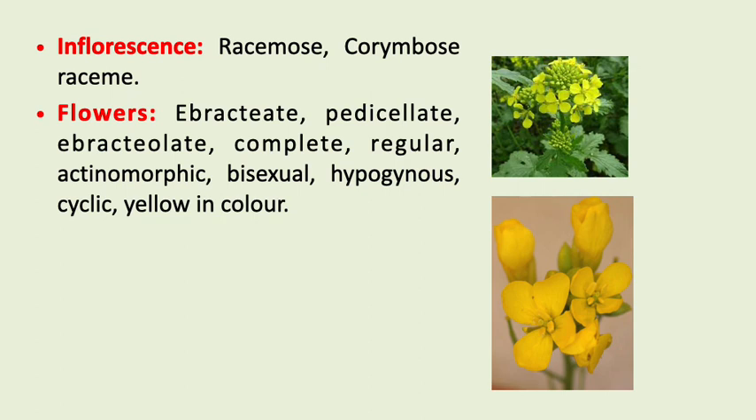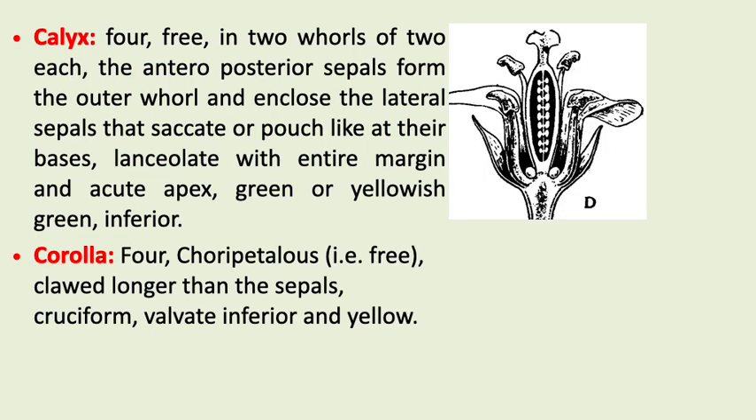Flowers are ebracteate, pedicellate, ebracteolate, complete, regular, actinomorphic, bisexual, hypogynous, cyclic, and yellow in color. Calyx consists of four sepals, free in two whorls of two each. The posterior sepals form the outer whorl and enclose the lateral sepals that are saccate or pouch-like at their bases.